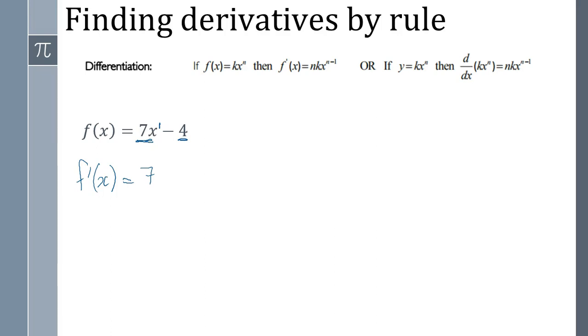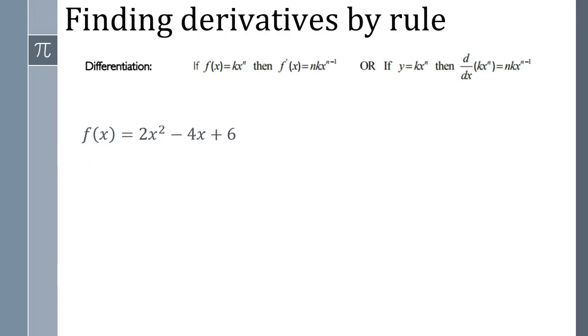Now we've got to look at this next term. Now that term there is a constant. It doesn't have an x there at all. So we're actually just going to get rid of it. It doesn't have an x, we don't include it in the differentiation. So if f of x is 7x minus 4, the derivative of that is just 7. Let's try another one.